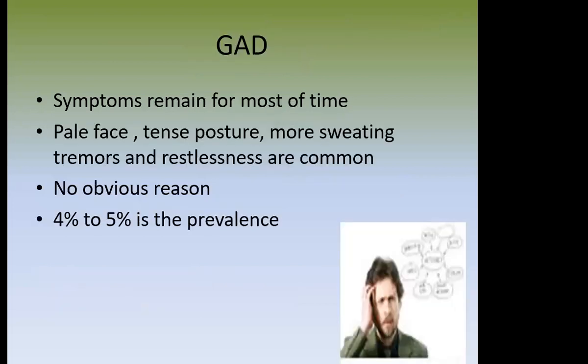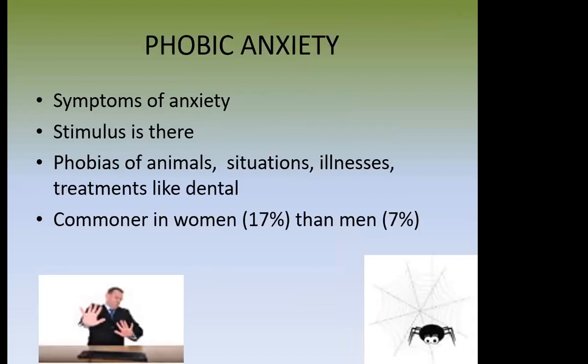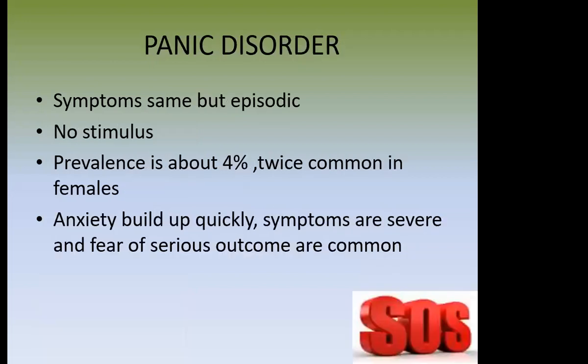Few words about GAD, generalized anxiety disorders. Pale face, tense posture, this is the clinical presentation, with no obvious reason. Four to 5% is the prevalence. In phobia, the anxiety symptoms are the same, but a stimulus is there. Mostly the stimulus could be an animal or a situation or some illness or treatment, like dental chair treatments, which are not very famous. Phobia of the dental chair. It is common in women, 70% in comparison to men, 7%.